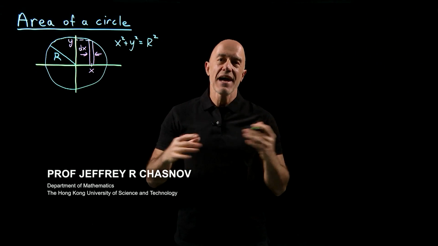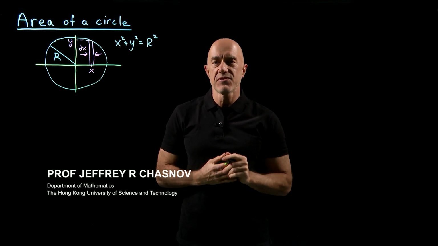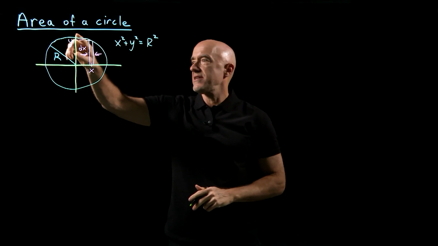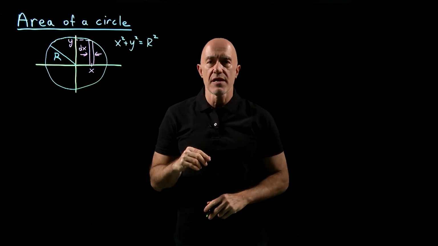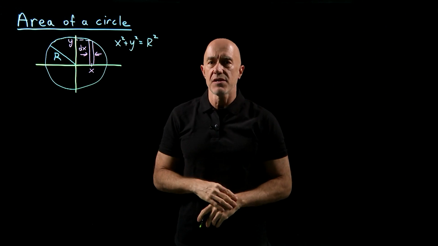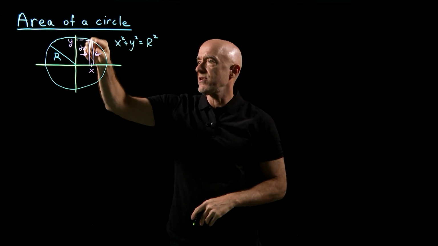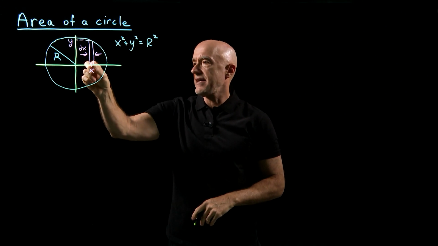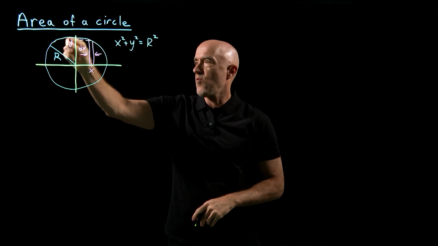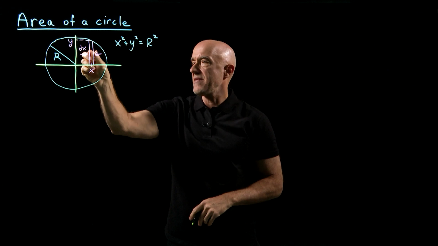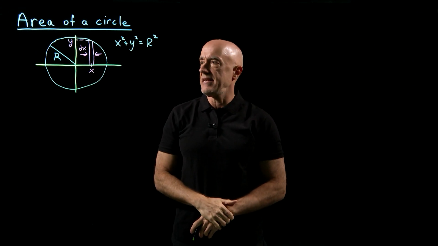Now let's use calculus to compute the area of a circle. So I've drawn a circle of radius r, and I've also drawn an infinitesimal rectangle in the first quadrant of the circle. So that's at x position x, and it has a height y, let's say. And then the width of the rectangle is dx.